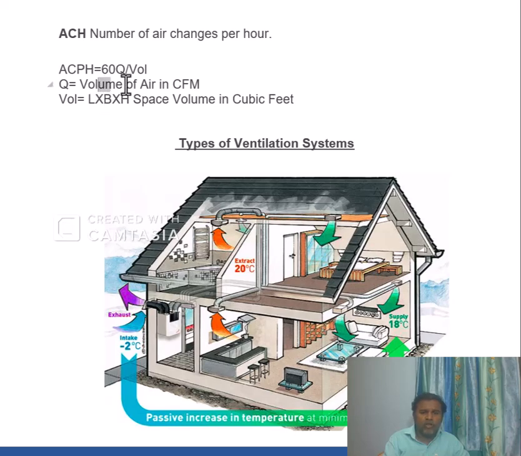Here Q is the volume of air in CFM, which I already explained, and volume is equal to length times breadth times height of the space in cubic feet. So the formula is ACPH equals 60Q by volume.